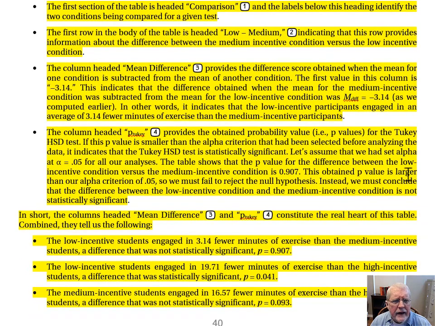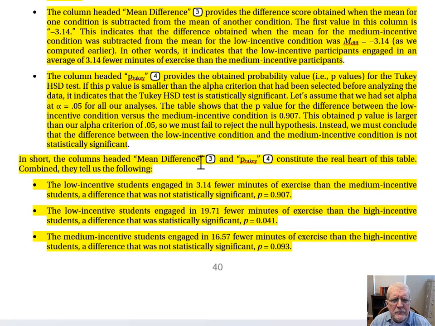Let's scroll on down. In short, this column headed mean difference and the column headed P Tukey constitute the real heart of the table. This is going to be the thing that you, the researcher, are most interested in. Combined, they tell us the following. Low incentive students engaged in 3.14 fewer minutes of exercise than the medium incentive students, a difference that was not statistically significant. The low incentive students engaged in 19.71 fewer minutes of exercise than the high incentive condition students, a difference that was statistically significant. P is equal to 0.041.